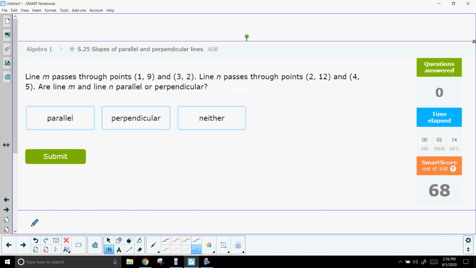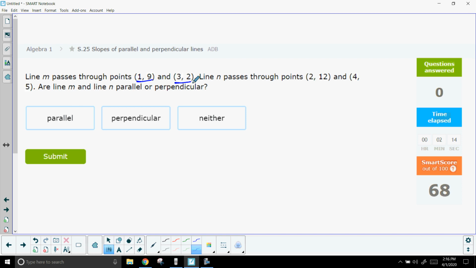This is the next level. Line M passes through points (1, 9) and (3, 2), and line N passes through points (2, 12) and (4, 5). Are line M and N parallel or perpendicular?